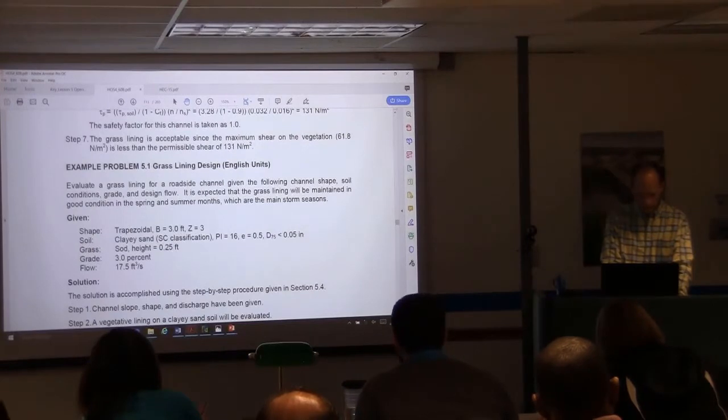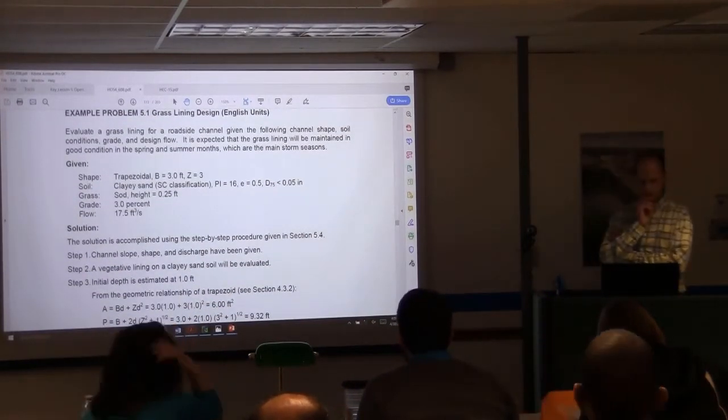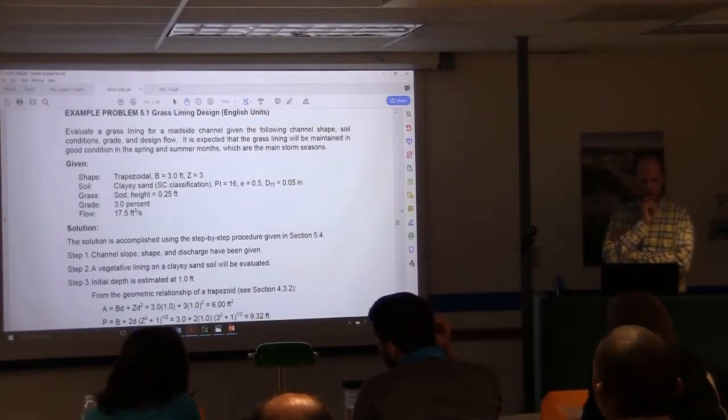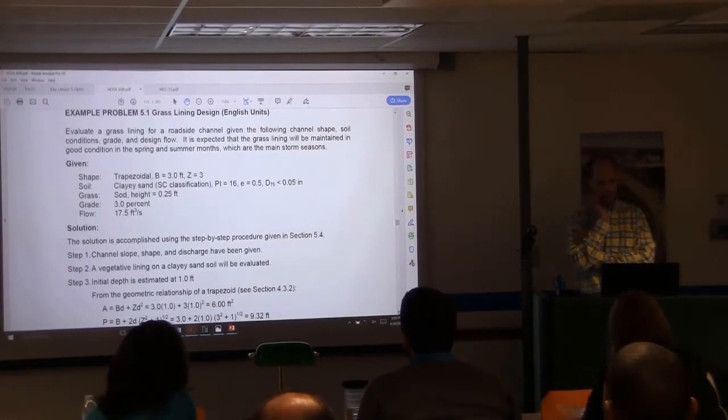All right, so let's look at this. Evaluate a grass lining for a roadside channel given the following channel shape, soil conditions, grade, and design. It is expected that the grass lining will be maintained in good condition in the spring and summer months, which are the main storm seasons.